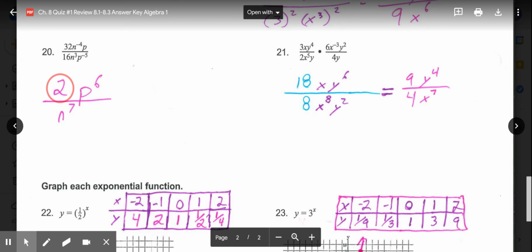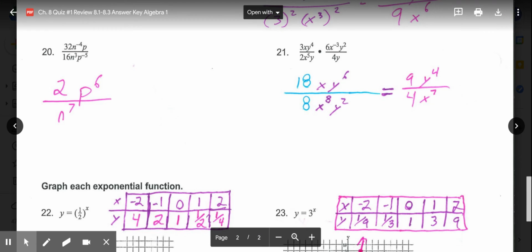Then we want to deal with the n's. N to the negative fourth would move to the bottom of the fraction. So on bottom, it would be n to the third times n to the fourth, which gives us n to the seventh. Then dealing with the p's, p to the negative fifth on bottom would move to the top. So we'd have p to the first times p to the fifth, which gives us p to the sixth. So we should have 2p to the sixth power over n to the seventh.